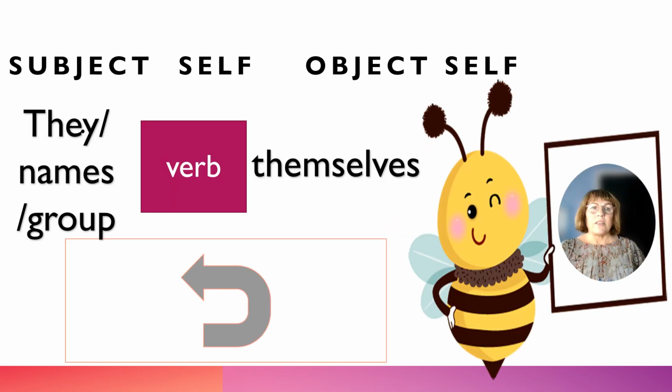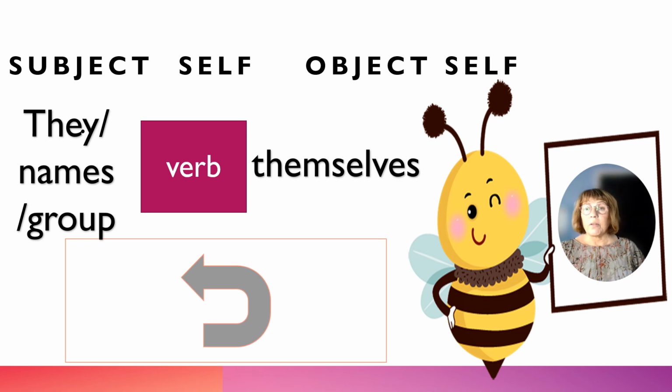Themselves, that's an interesting one because that's one that you may not use as often. You need to think about being accurate when you're writing. So if you're talking about they, or you mention a group of names, or you just mention a group, then if you want to refer back to them, it's themselves. They hurt themselves. Yes, they hurt themselves.